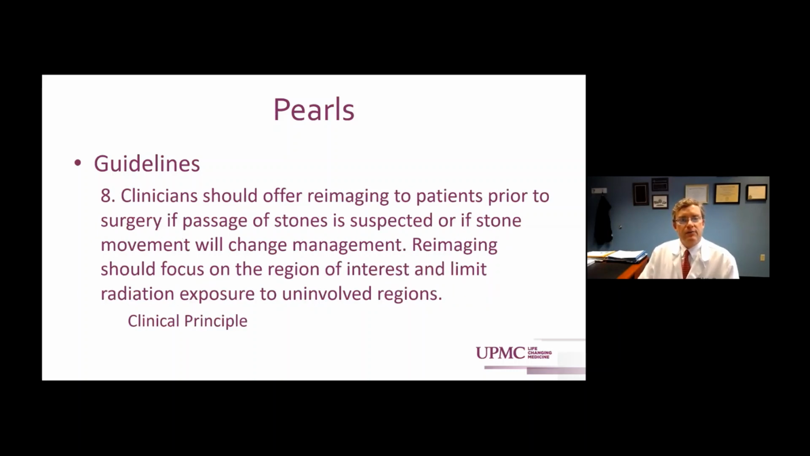Number 8 guideline was clinicians should offer re-imaging to patients prior to surgery if passage of stones is suspected or if stone movement will change management. Re-imaging should focus on the region of interest and limit radiation exposure to uninvolved regions. So if a KUB or an ultrasound would be appropriate, that would be a great choice, particularly if symptoms are gone, hematuria is gone before you take somebody to the operating room. Although, as mentioned in the last lecture, there are certainly plenty of patients whose symptoms go away, but the stone is still there. So you don't want to miss those patients either.